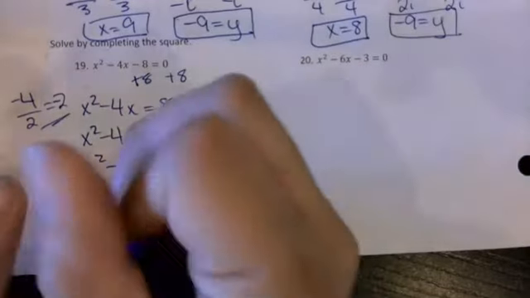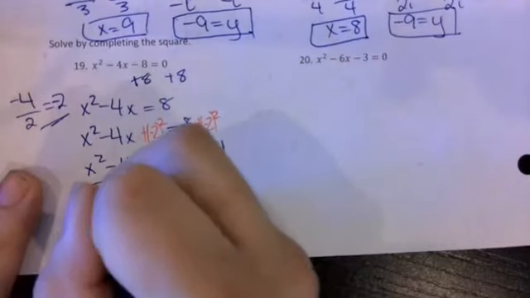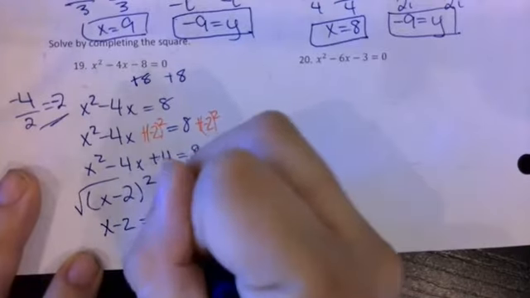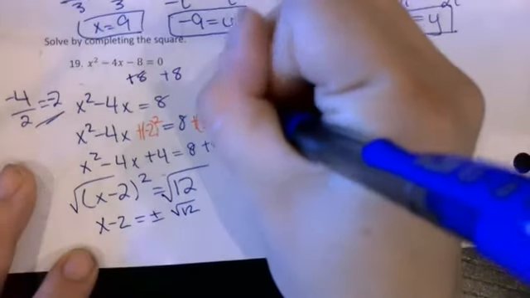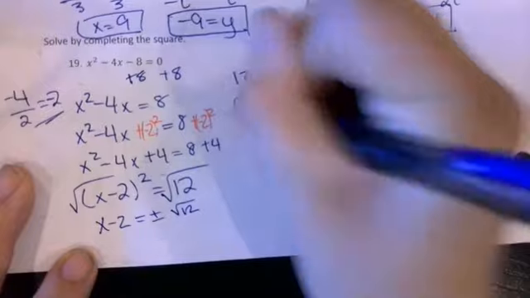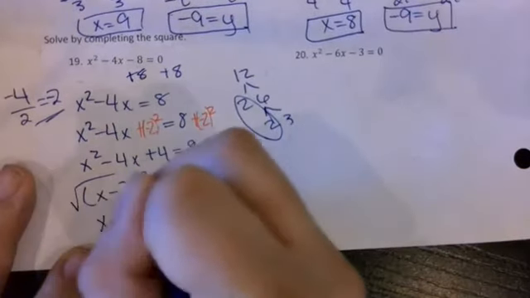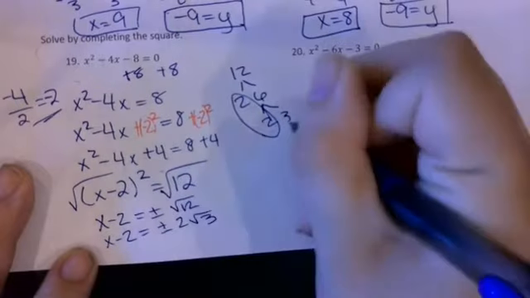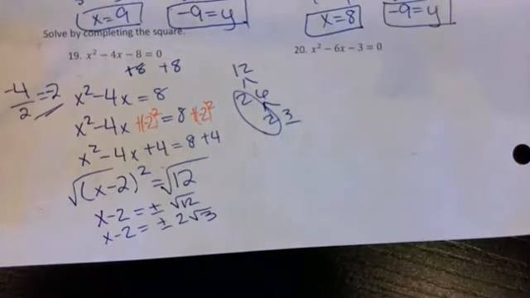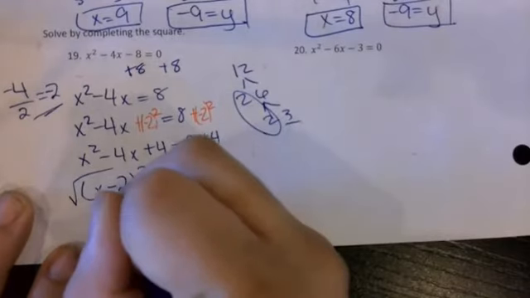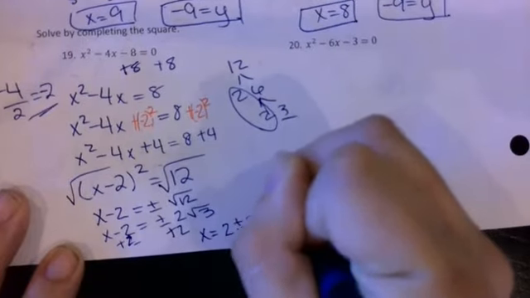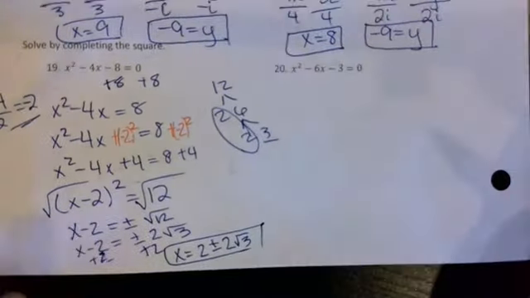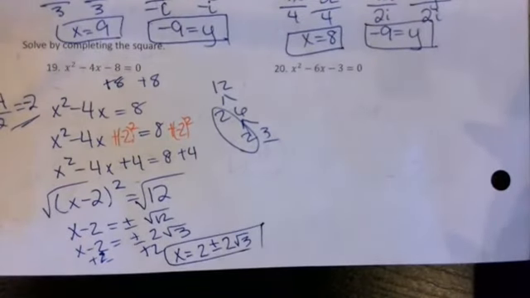Then what I want to do is go ahead and take my square root. So then I get x minus 2 equals plus or minus the square root of 12. I'm going to do the factor tree for 12 to see if I can simplify it a bit. I have 2 and 6, 2 and 3. I do have a pair of 2's that can come out to the front. So I have 2 square root of 3 because the 3 is left over. And then all I want to do next is add 2 to both sides. So I have x equals 2 plus or minus 2 square root of 3.